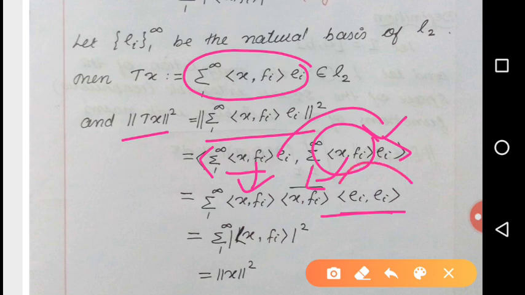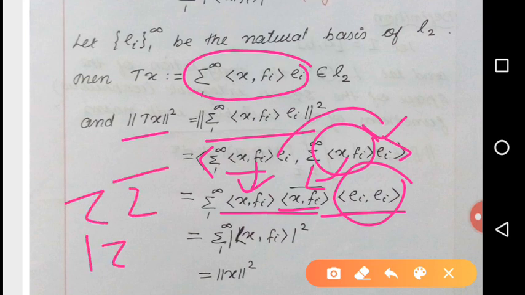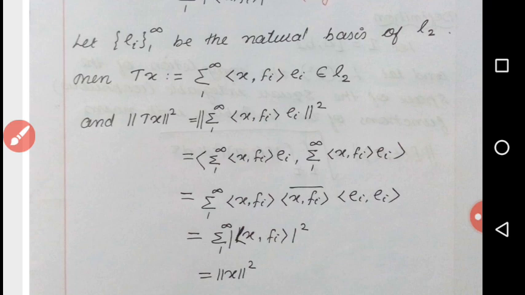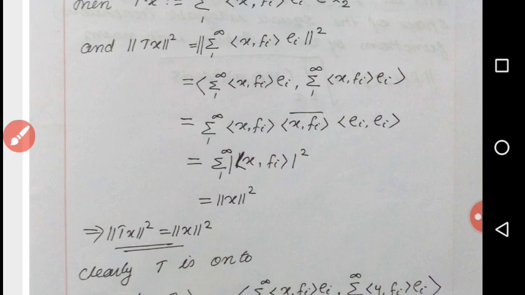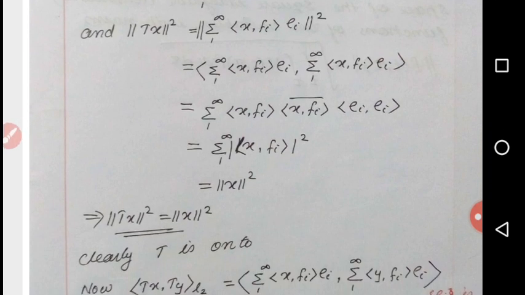Now the inner product of ei with ei is equal to 1, since the collection {ei} is an orthonormal basis, and ⟨x, fi⟩ times its conjugate is of the form z z bar, which is equal to modulus of z squared. So the sum from 1 to infinity of modulus of ⟨x, fi⟩ whole squared is equal to norm x squared. So taking the square root on both sides, we get norm of Tx is equal to norm x.